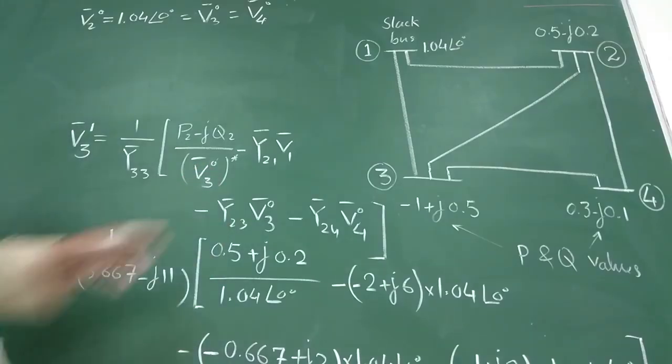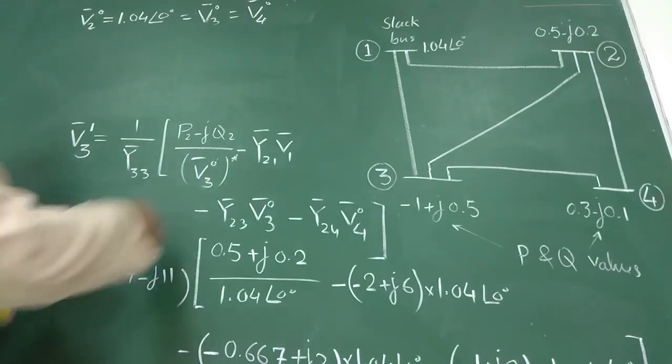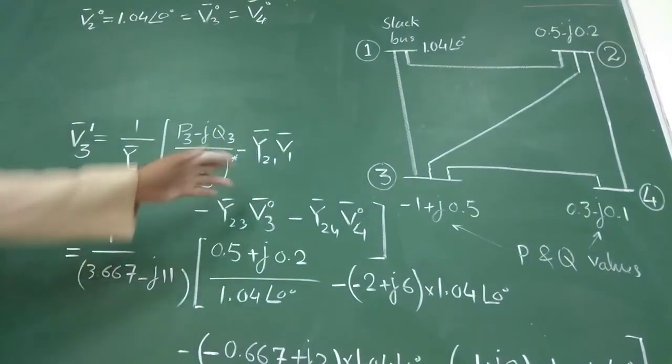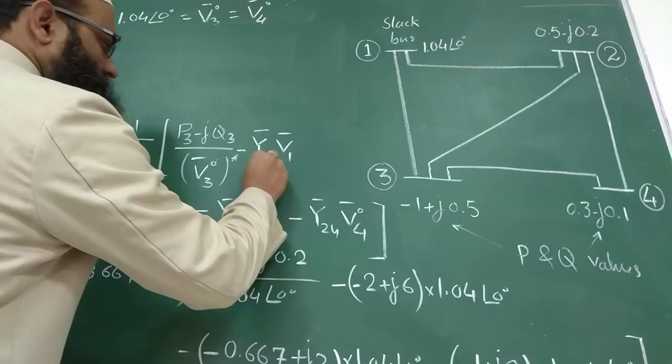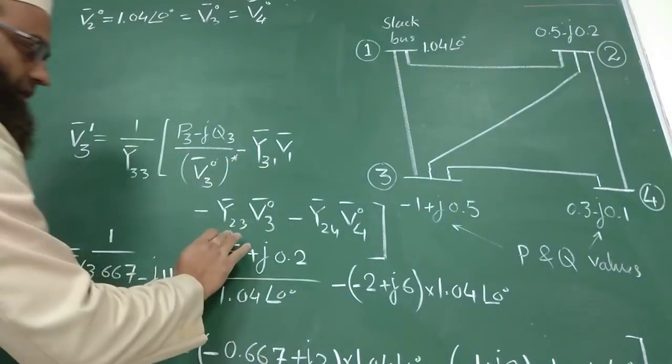What about here? V3 0. We have not evaluated V3 1, right? So it will be 3. Here it will be P3 minus. And what about this? Wherever I is 2, put 3. Y3 1, V1.